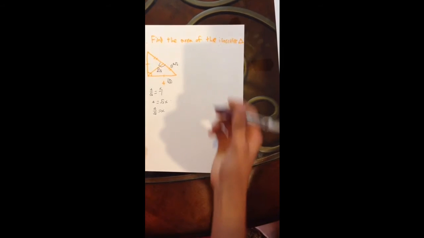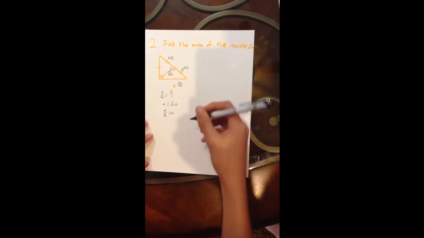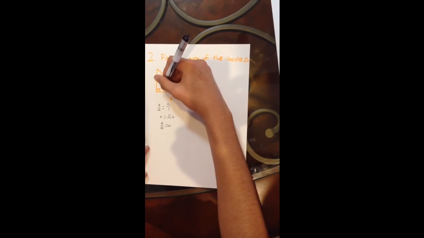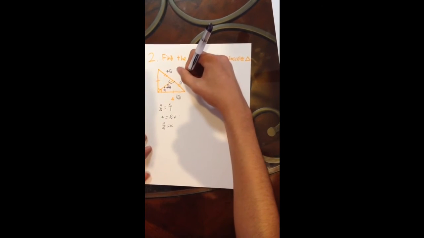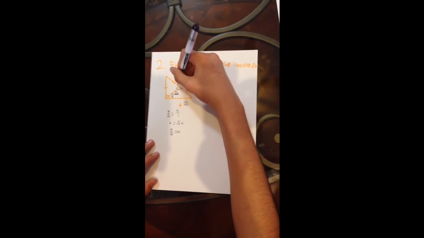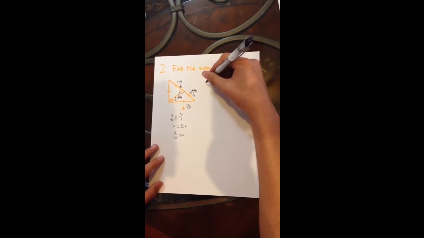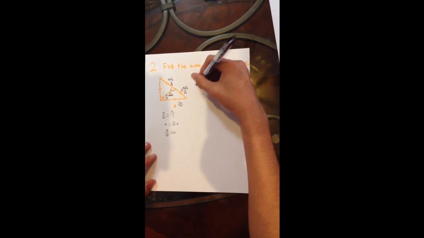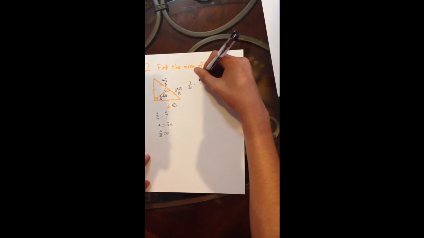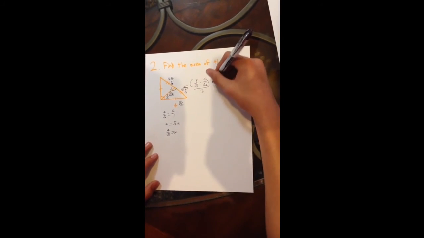So now, since we're trying to find the area of the whole entire triangle, sorry, this is all 4 over square root of 2. 4 over square root of 2, and 4 over square root of 2. So now, since there's 2 of them, we have 8 over square root of 2, times 4 over square root of 2, over 2. This is all in parentheses because we do it first.